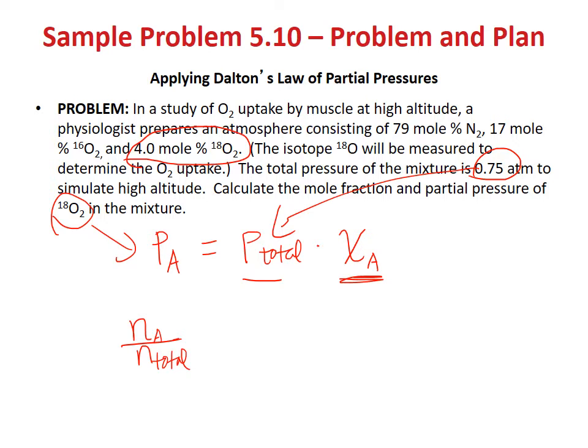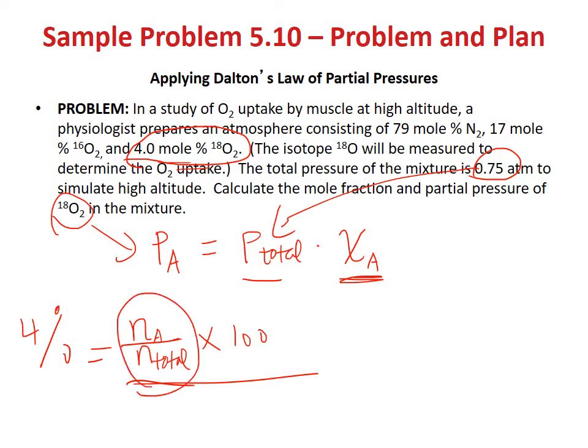Now to calculate the mole %, we use the same equation but times 100. So that's how you calculate the mole %. So to calculate the mole fraction, you need to use mole % divided by 100. That gives you the mole fraction. So first convert this mole % to a mole fraction, and then plug into this equation to calculate the partial pressure.